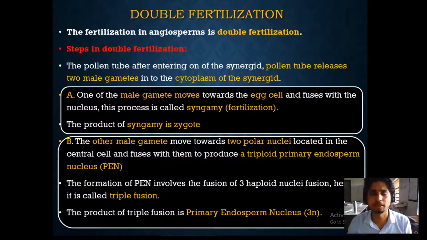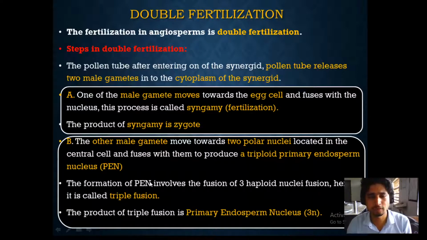So this is very important. Usually they give questions asking you to find the ploidy level of each of these. They will give you any gamete; gametes are usually haploid. They will give you the zygote, which is diploid. They will give you the endosperm, which is triploid. They will give you the PEN, primary endosperm nucleus. You know it is triploid because it forms due to the fusion of two polar nuclei with a male gamete. Therefore it is a triploid nucleus.